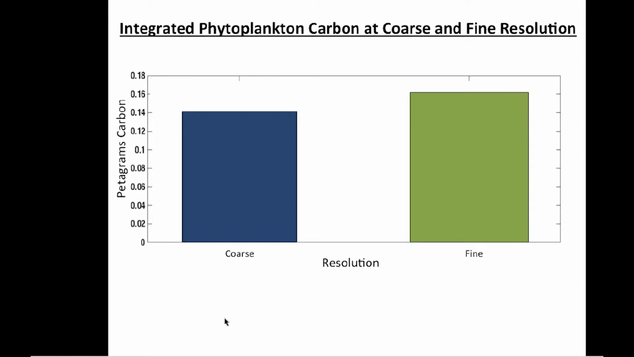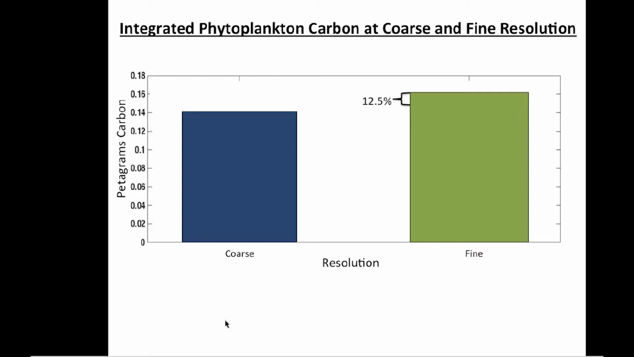So our first result is a bar graph of integrated phytoplankton carbon at coarse and fine resolution. So on your x-axis is resolution, coarse being blue, fine being green, and on your y-axis is petagrams of carbon, which is a proxy for phytoplankton biomass. And this is the sum of diatoms and small phytoplankton for both resolutions. And we found that there was a 12.5% difference in phytoplankton biomass being simulated at the fine resolution, more so than at the coarse resolution.